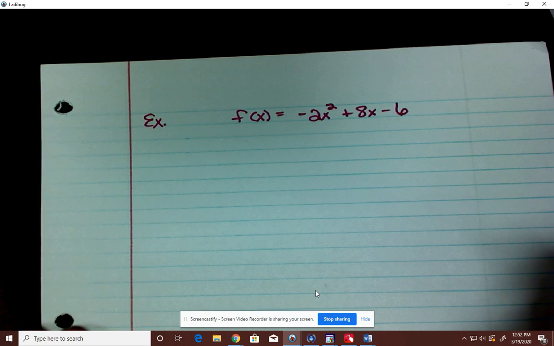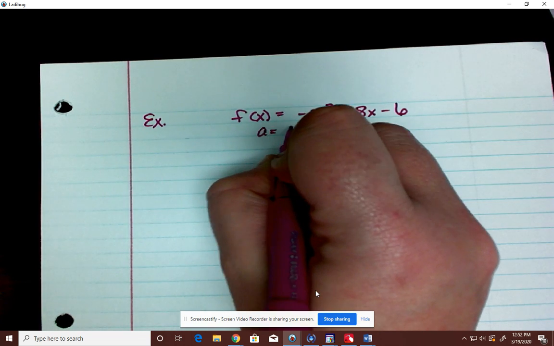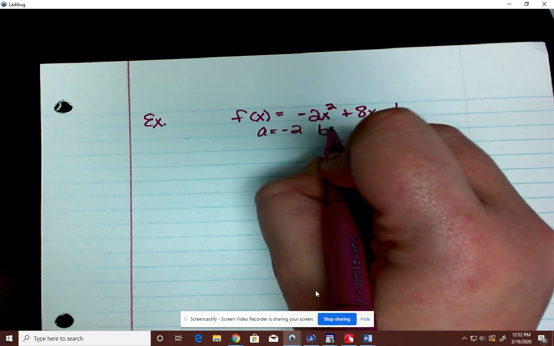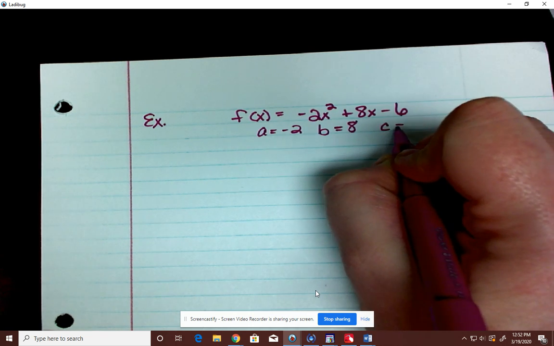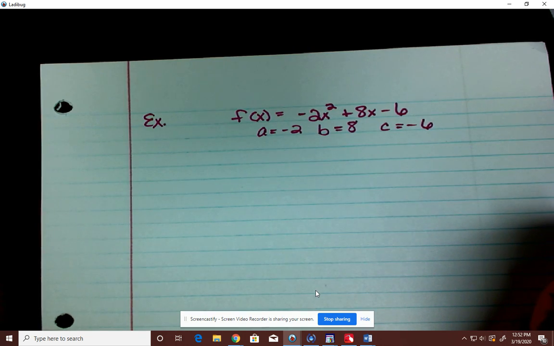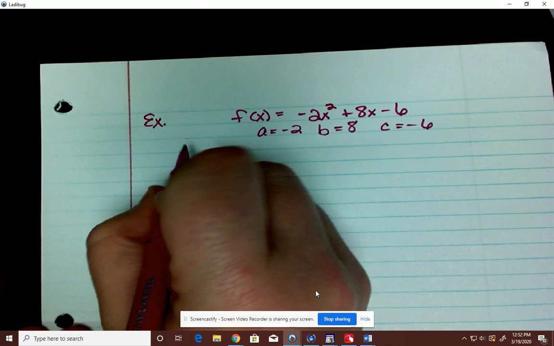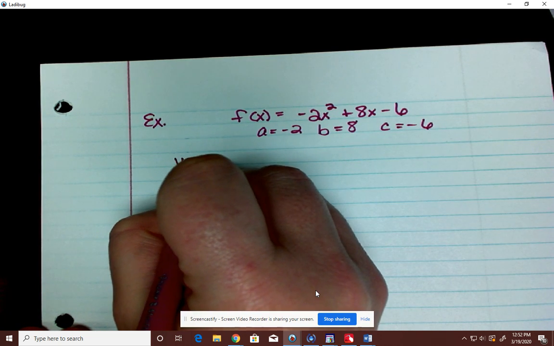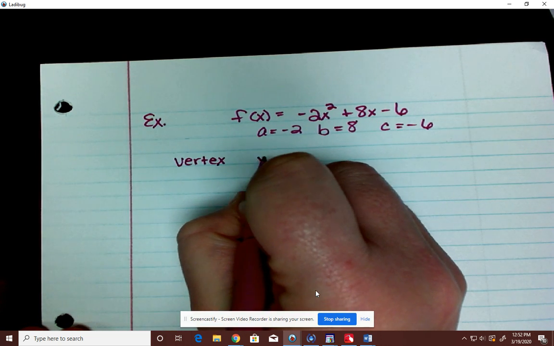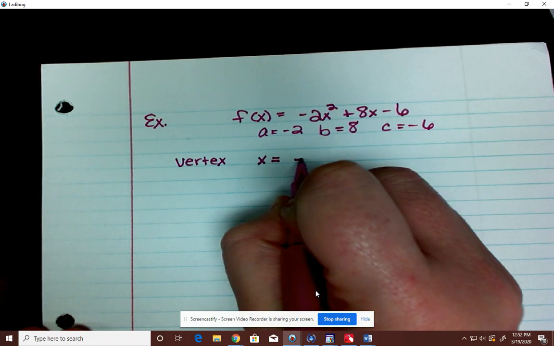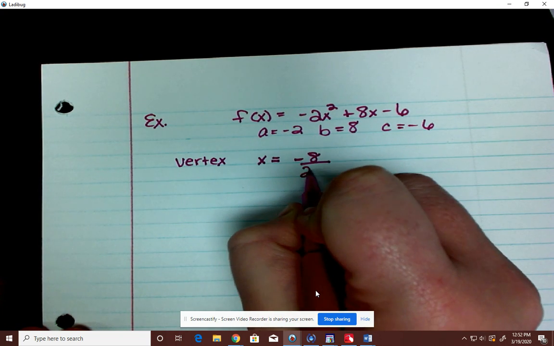Alright, so first thing we want to do is identify A, B, and C. So A is -2, B is 8, and C is -6. So going back and looking at our notes, the first thing we find is our vertex. And so to find our x value, we do -b, so that's -8 over 2 times A.